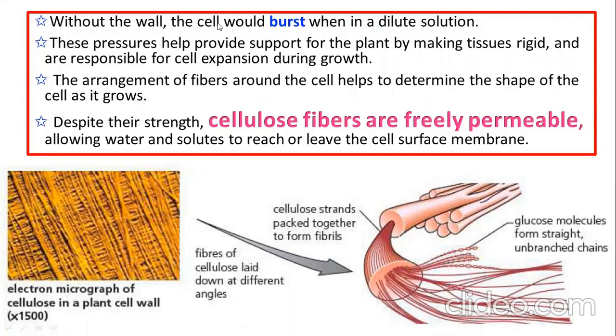Remember, cellulose fibers are freely permeable. As opposed to the cell membrane, which is partially permeable, everything can pass through the cell wall. In the gaps of this cross-linking, in the gaps of this cellulose, the water can pass through easily. Is it clear?